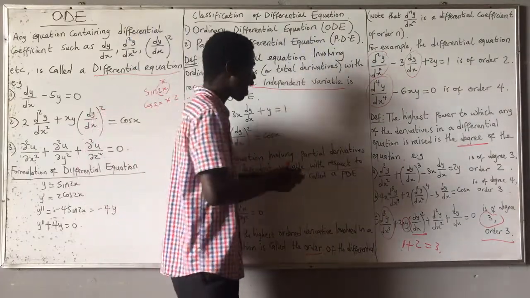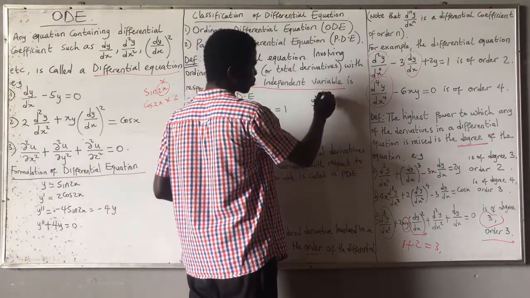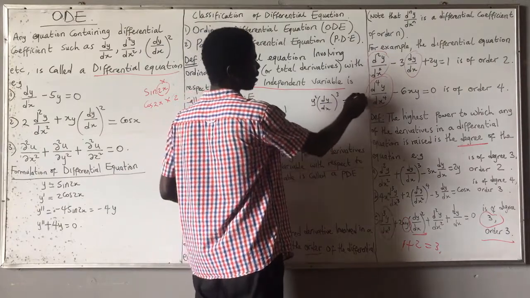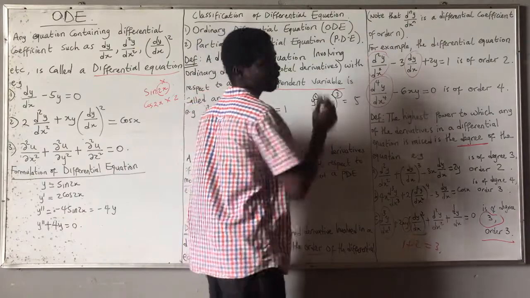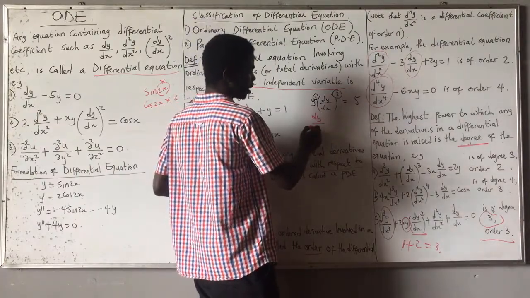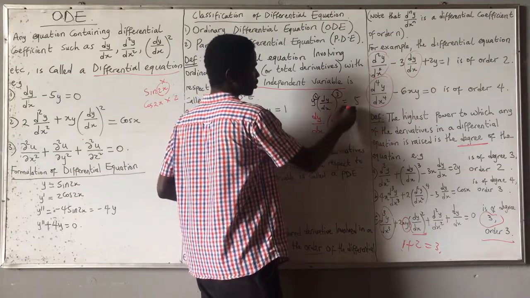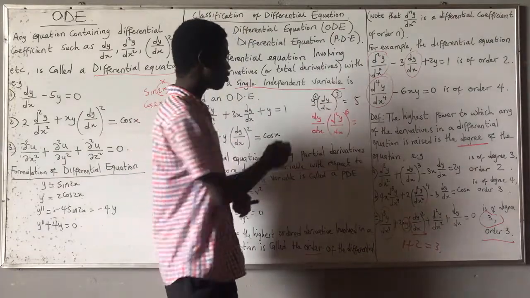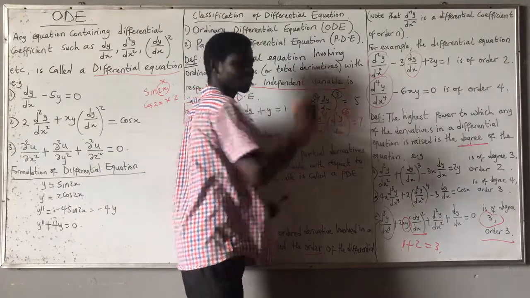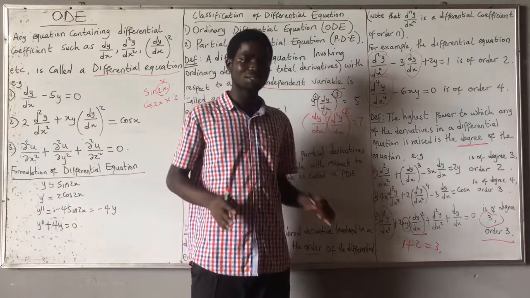So if you have y squared multiplied by (dy/dx) raised to power 3, this is degree 5, because this one has a square, this one has a cube. Degree 5. If you have y multiplied by (d²y/dx²) raised to power 6, the degree will be 7, because this is degree 1 plus 6. 1 plus 6 gives 7. Do you understand?